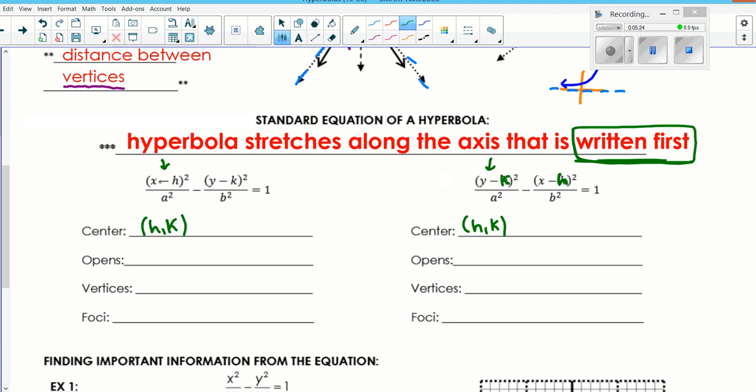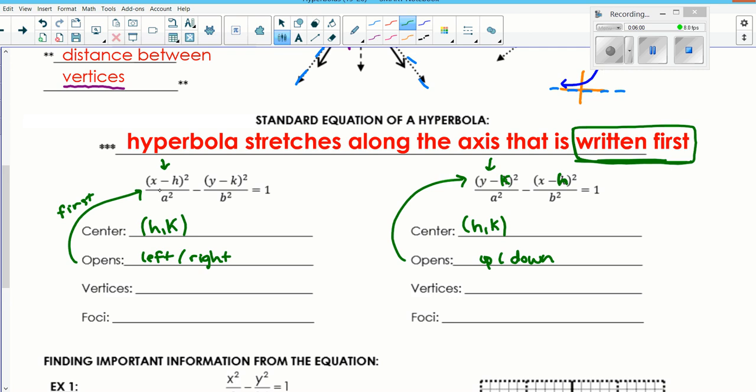Because x is written first here, this would open on the x-axis. It would open left and right. So this opens left and right because x is written first. Over here, this one, because y is written first, is going to open up and down because the y-axis goes up and down. Same thing as when we talked about a parabola. It's just instead of going up or down, it goes both.